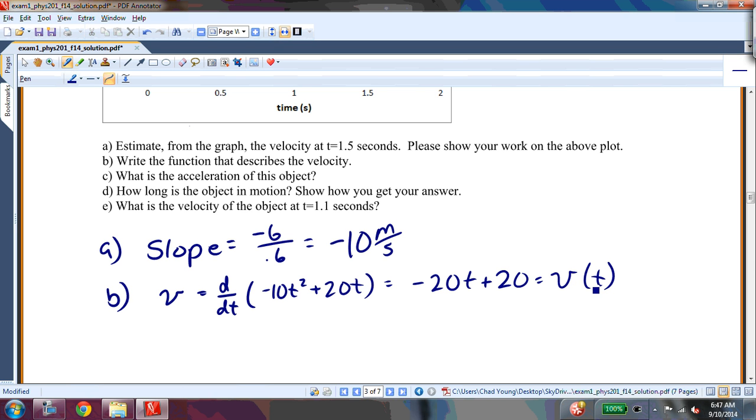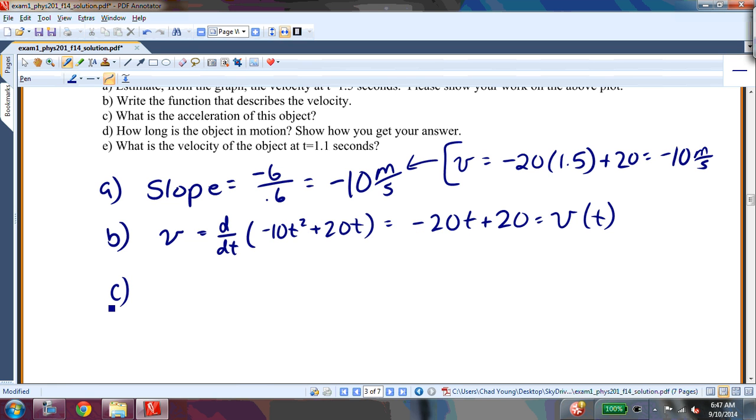You know what, I can check my answer for A here if I'm so inclined. At 1.5 seconds, my velocity should be equal to negative 20 times 1.5 plus 20. See, 1.5 times 20, that's negative 30 plus 20. Hey, check that out, negative 10 meters per second. So I was right spot on. All right, that wasn't necessary to answer the problem, but I just wanted to check my estimate here.